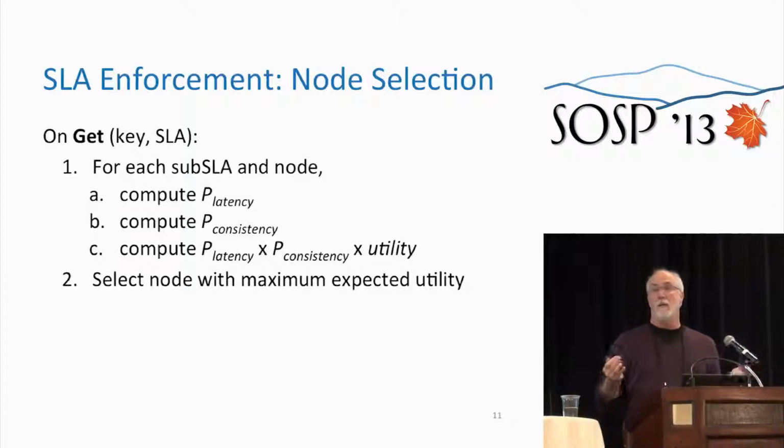There may be a tie. There may be multiple nodes that have the same expected utility, in which case we choose the closest one. Other tie-breaking procedures are reasonable. For instance, you might go and choose the one that can provide the freshest data.